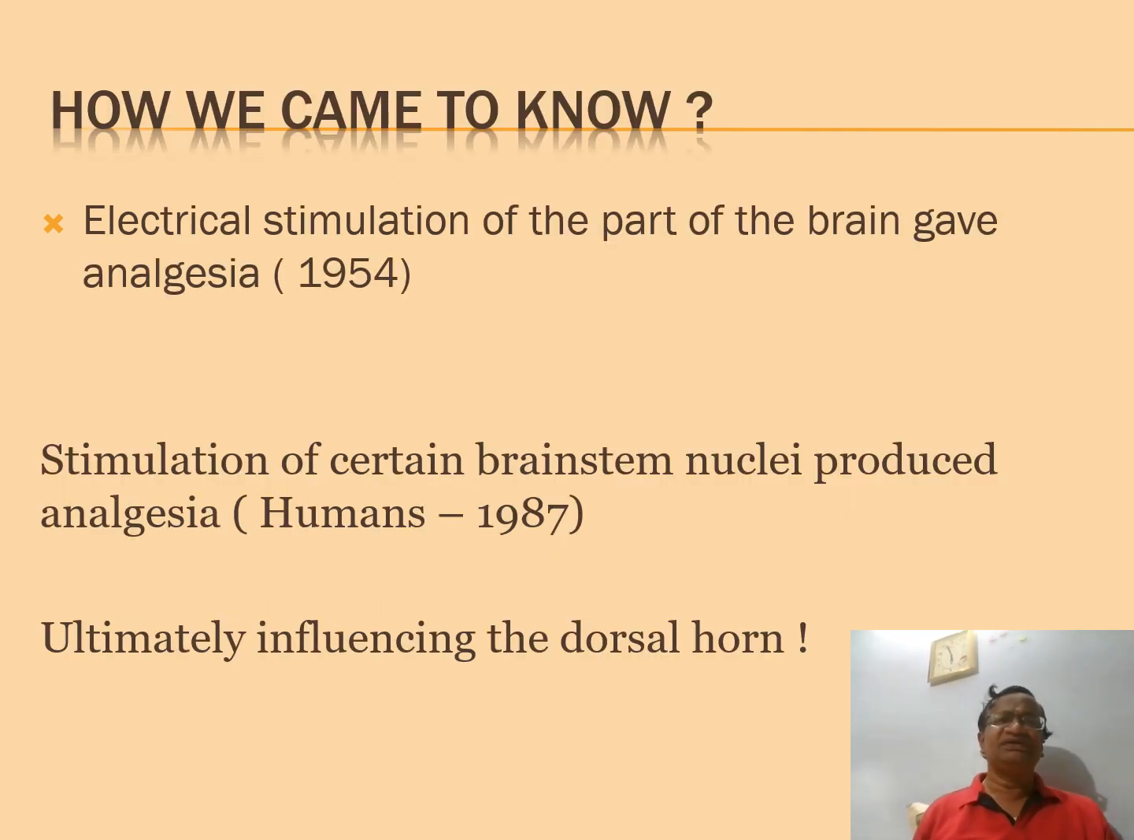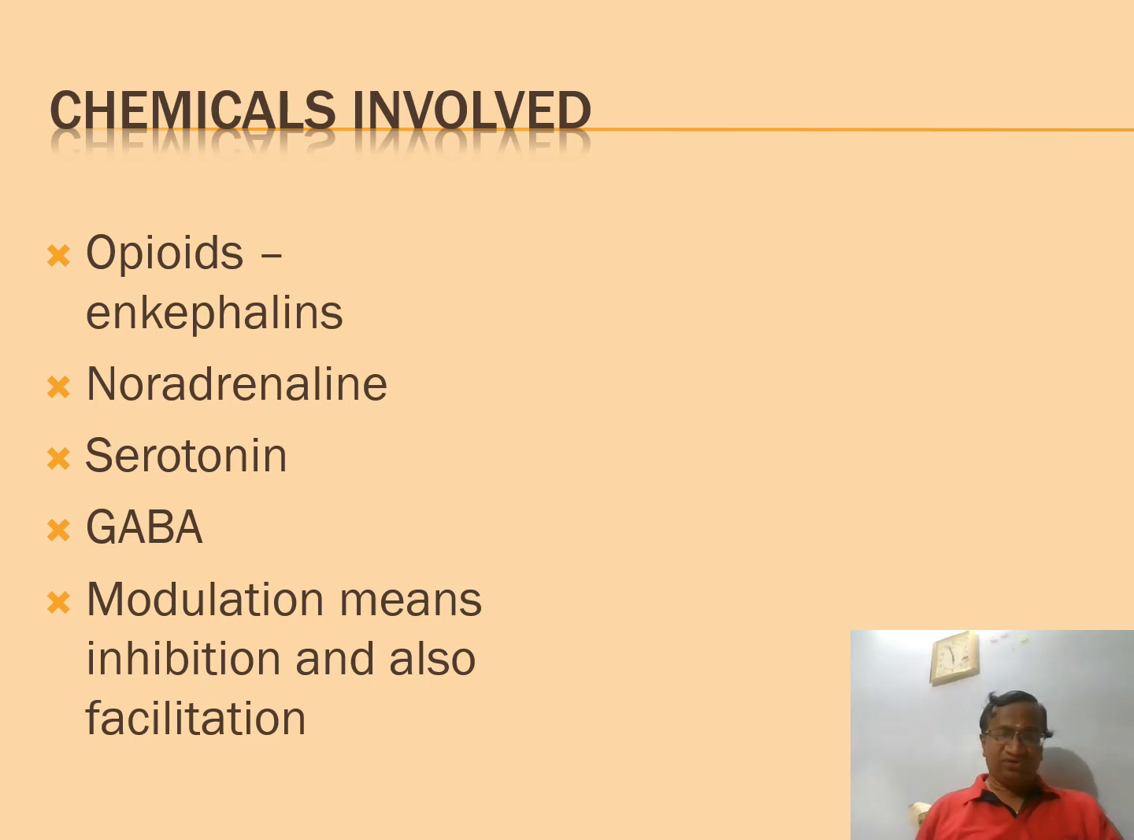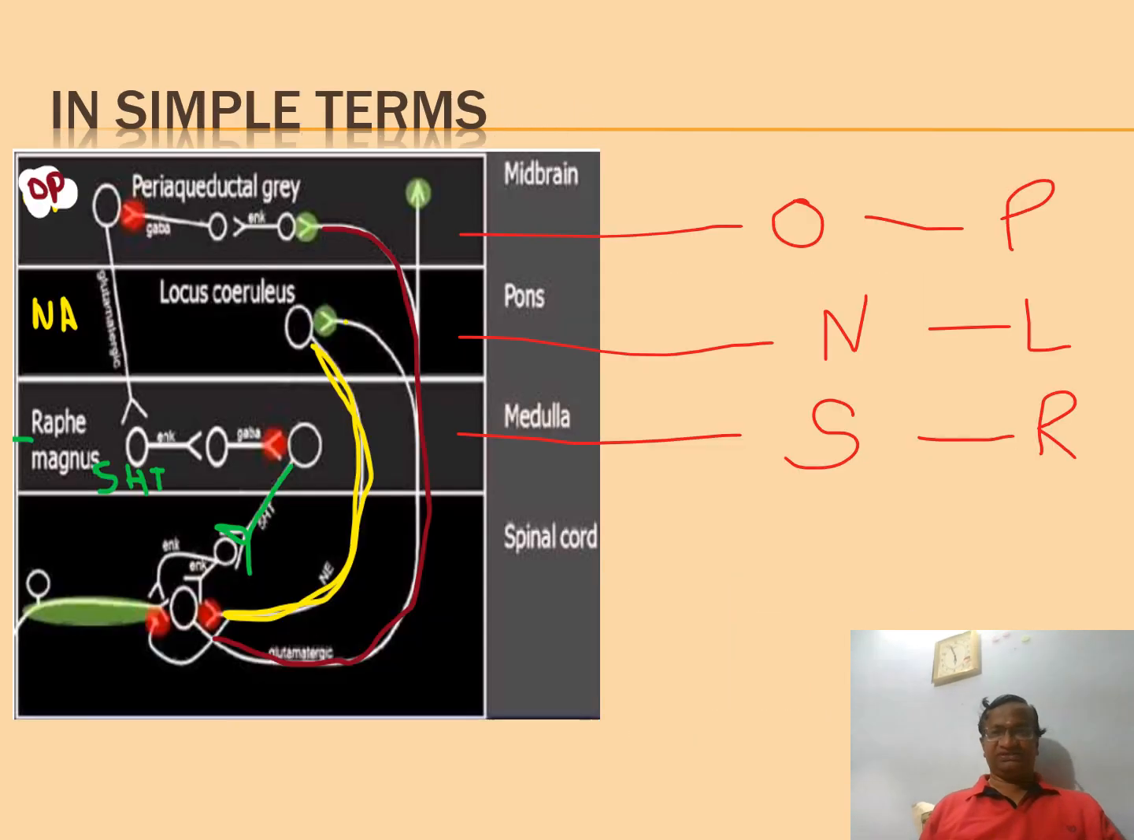How did we come to know that there is something like that? If you give stimulation to a part of the brain, it causes analgesia. Brainstem stimulation causes analgesia. If you stimulate a brainstem nucleus, it influences the dorsal horn to decrease pain. That is how we found out that there is something called descending control of pain. Normally opioids, noradrenaline, serotonin are involved, but now they have found out even GABA is involved. Modulation means inhibition and also sometimes facilitation by way of glutamate. What I want to specify is that descending control is an exam question.